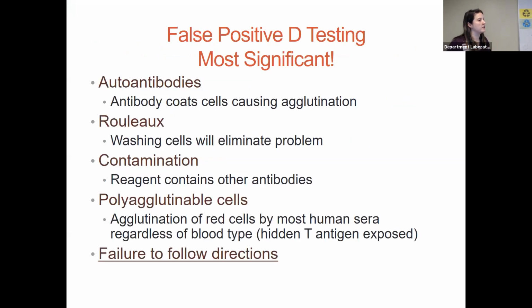Okay, so like anything, we're concerned with false positives and false negatives. False positives for your D testing: if that patient has an autoantibody, all right, that will cause your RH control to be positive. Okay, so we'll pick up that. Rouleaux, okay, will always cause false positives in our testing. Contamination, if the reagent has been contaminated with other reagents. Polyagglutinable cells, all right, if there's something coating your patient cells, extra protein or anything like that. And then failure to follow directions, okay?